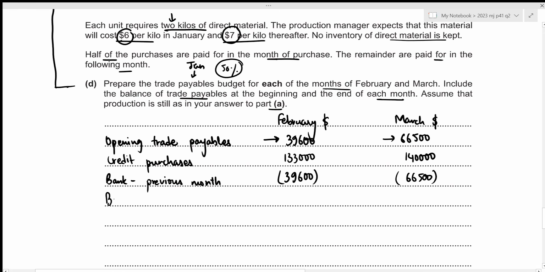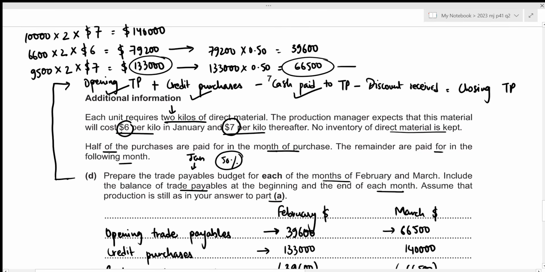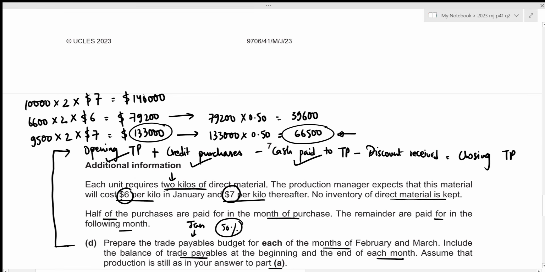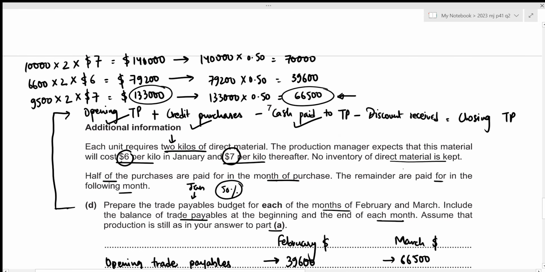Now let's consider the current month. Half of the current month's credit purchases will be paid for in this particular month. So half of 133,000 will be paid in the month of February itself, which again we have already figured out to be 66,500. And for March, we have our total purchases to be 140,000. We need to figure out its 50%. This results in the value of 70,000. We need to subtract it. Okay, we're done with cash paid.